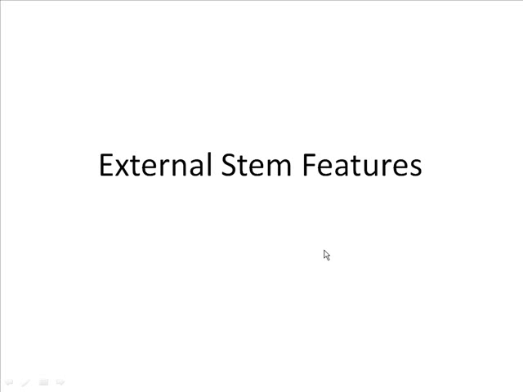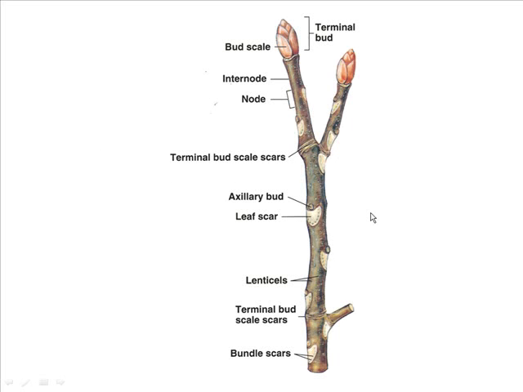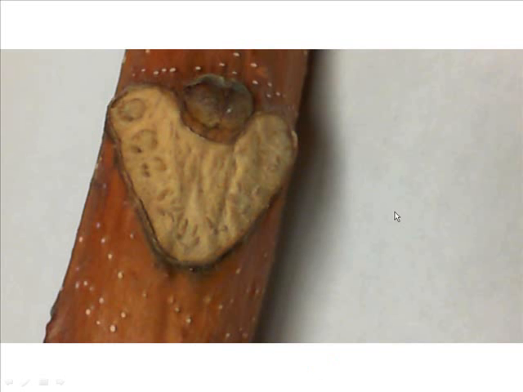All right, external stem features. Here is a diagram, not exactly the same as the one in your book, but it shows all the things that we saw on the little stems that we looked at. And so, what do we have right here? The entire thing is called a what? A leaf scar. There's a leaf attached here. Inside the leaf scar, there are what kind of scars? Bundle scars. Right above every leaf scar in a flowering plant, anyway, is a what? And what's this bud here? An axillary bud.